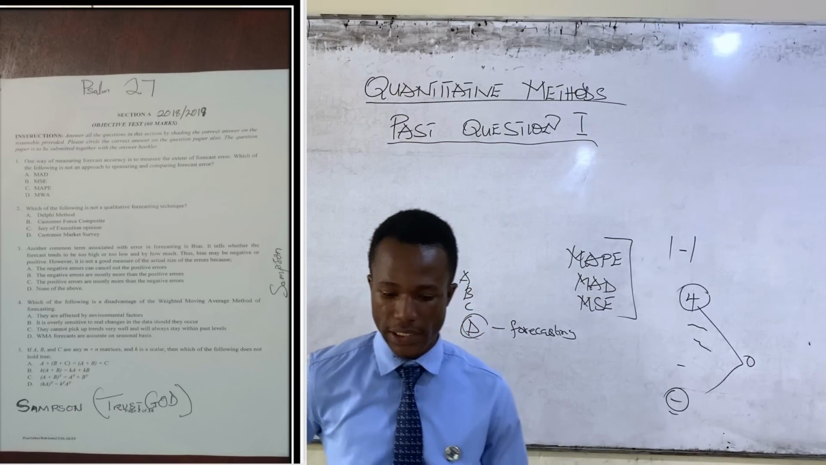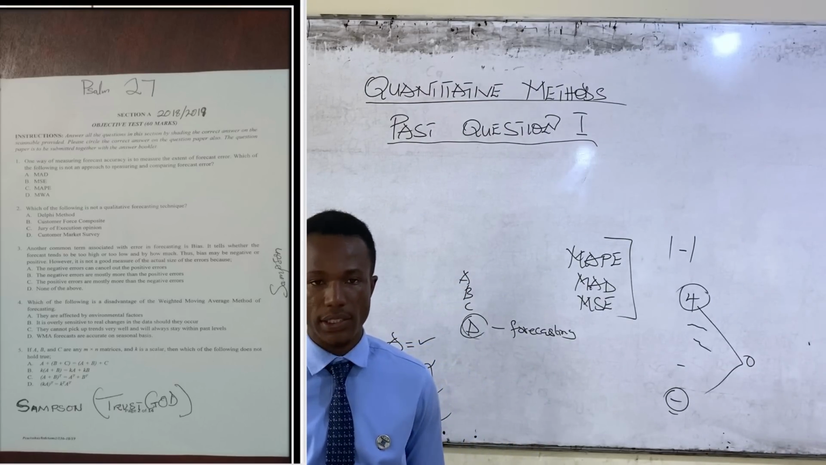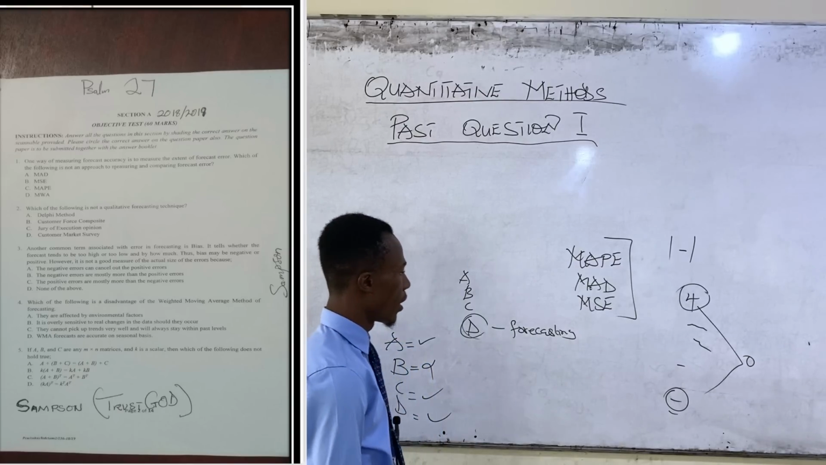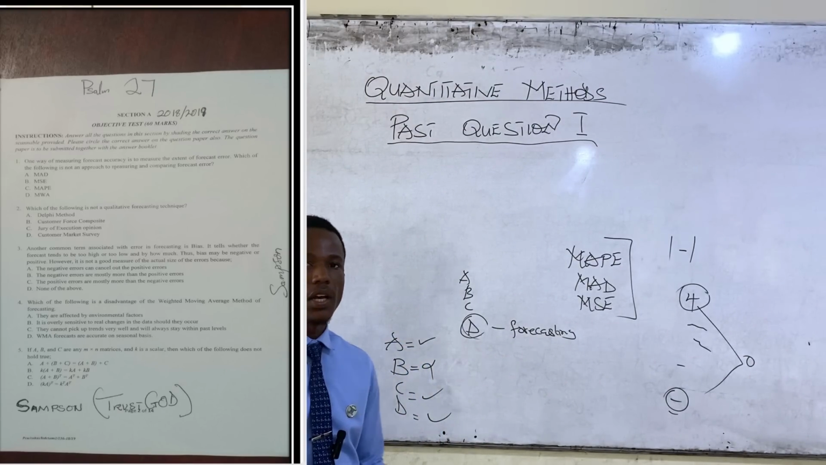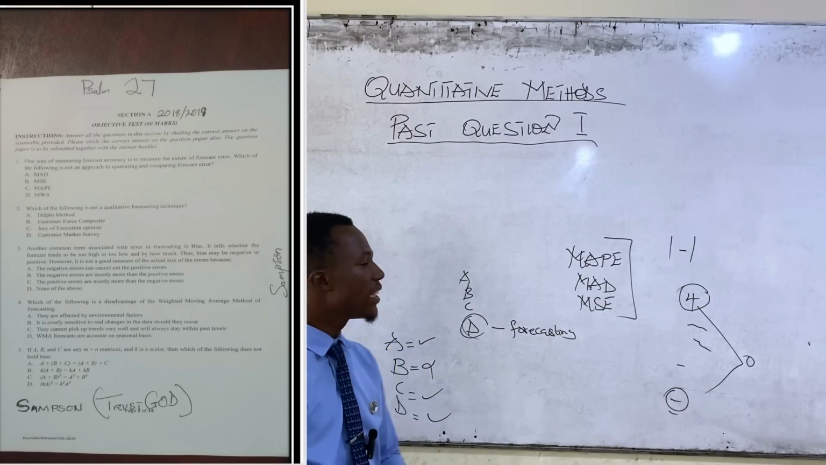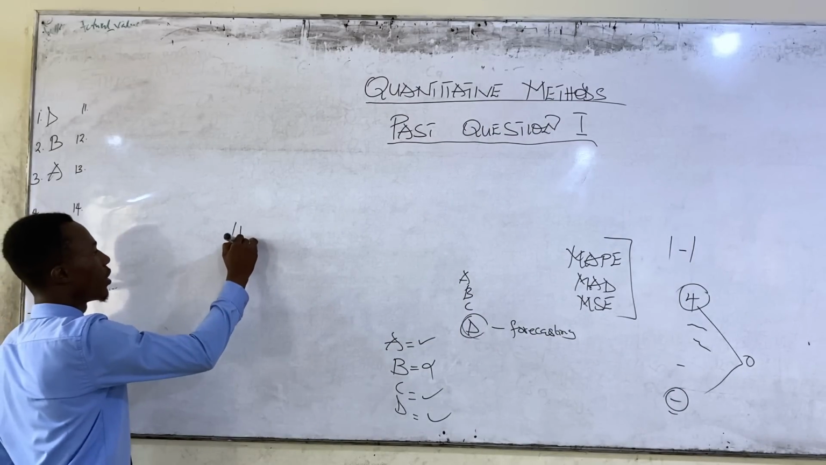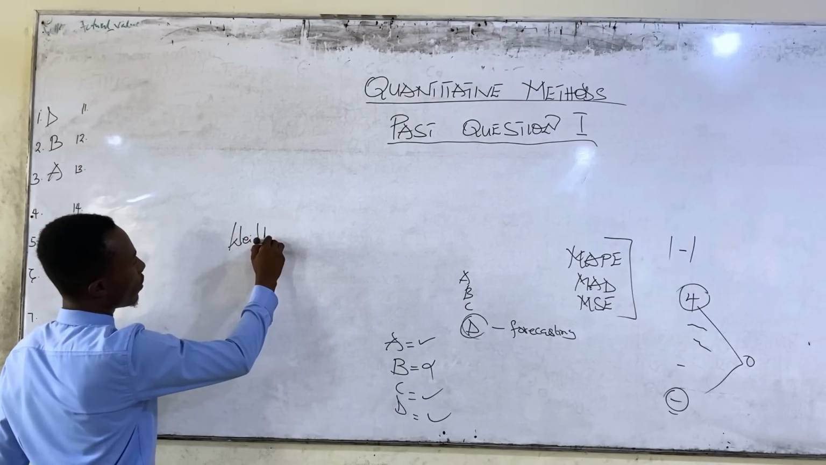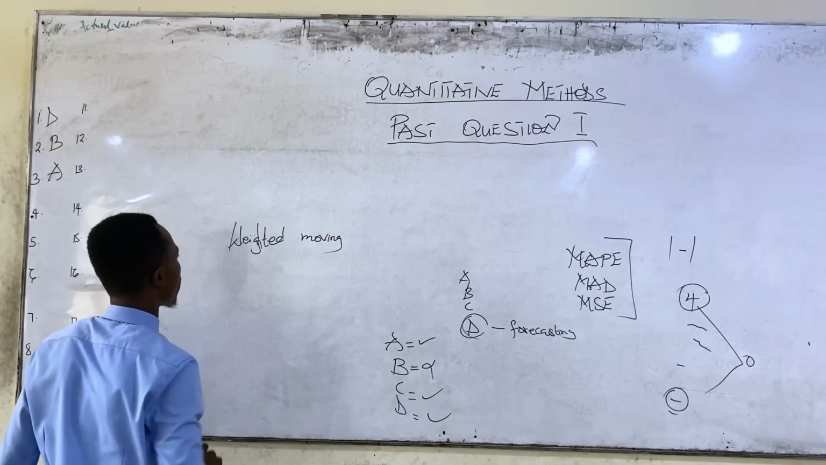Now let's move on to question 4. Which of the following is a disadvantage of the weighted moving average method of forecasting? Among all the forecasting techniques, the weighted moving average, the simple moving average, and the weighted average, the least advantageous one is the weighted moving average. Yes, that is the weakest technique.